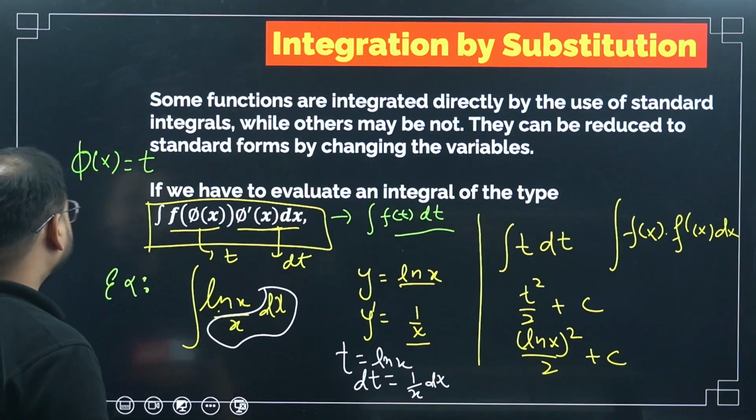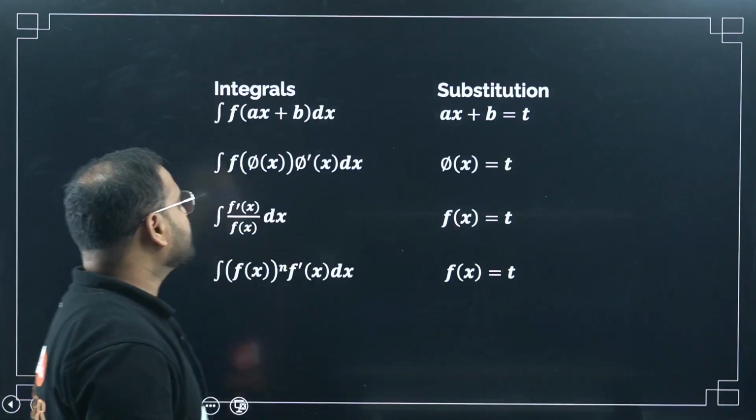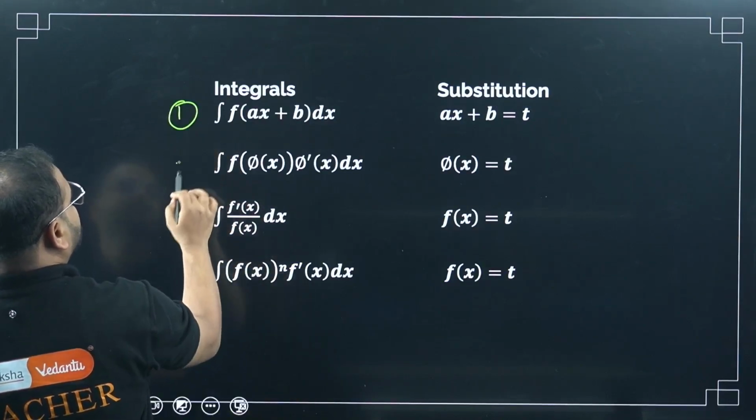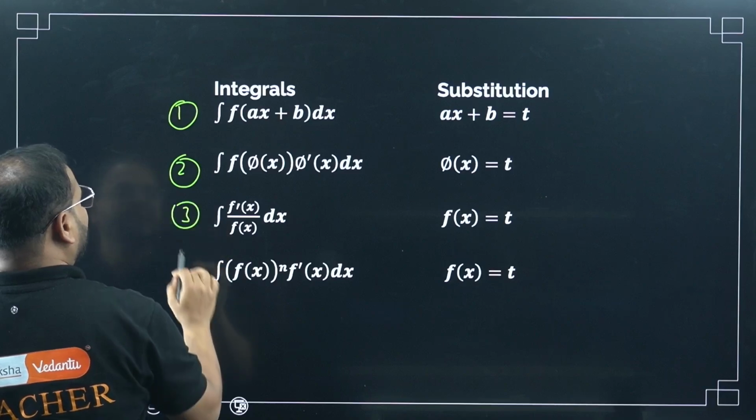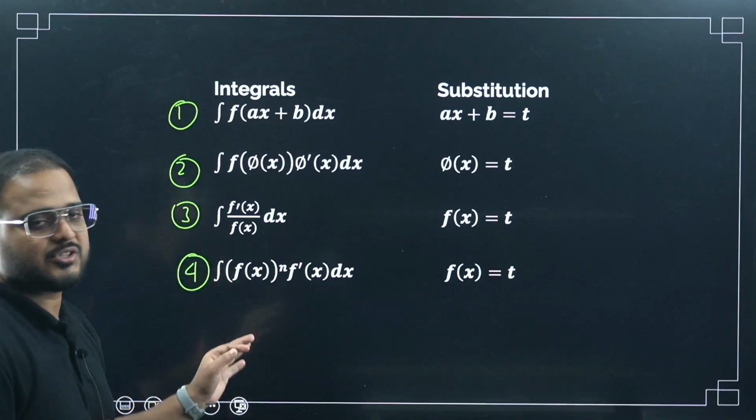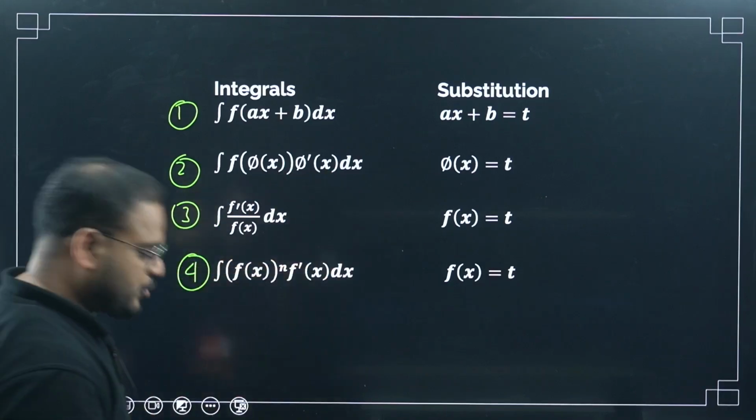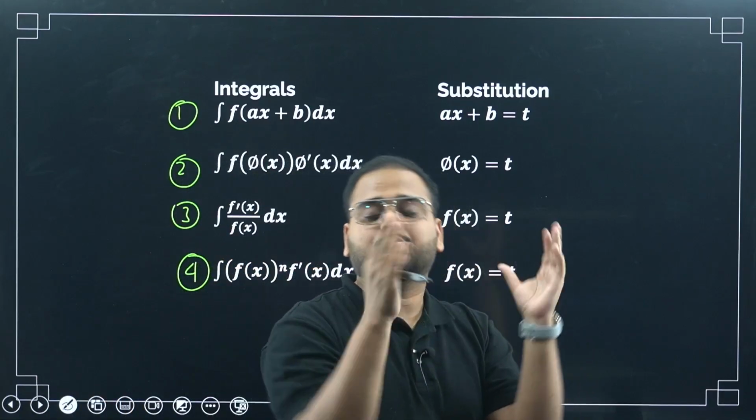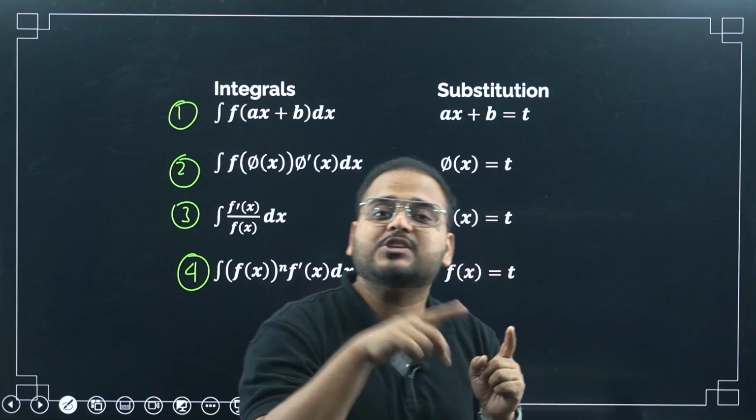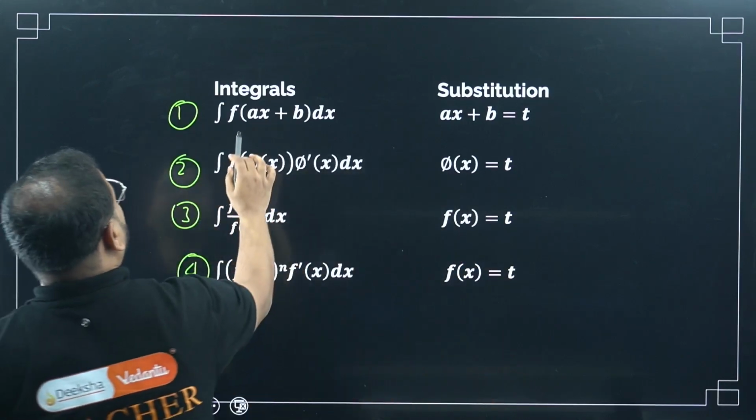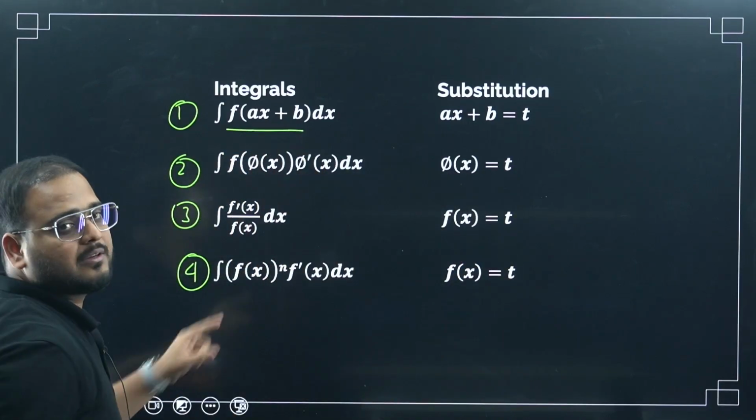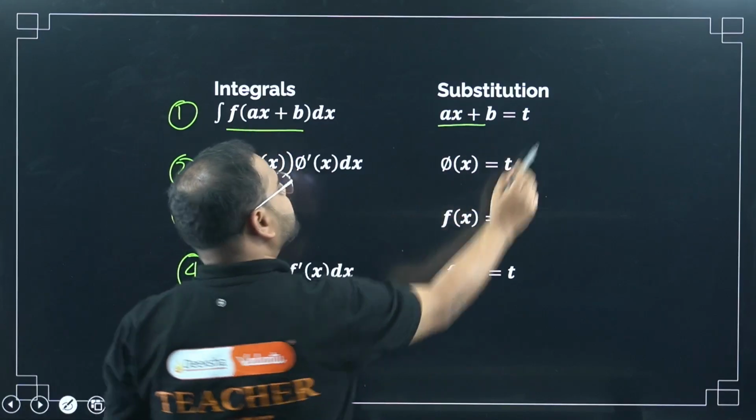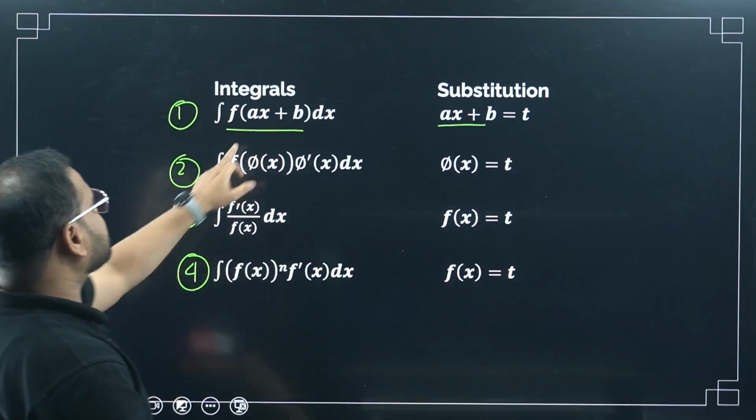Now let's look at some standard forms. Whenever we have a question in these integration forms, 1, 2, 3 and 4, what is my substitution going to be? We'll take different categories of questions and check the substitution for each of them. For the first one, whenever I have f of ax plus b, simply take ax plus b equals t.